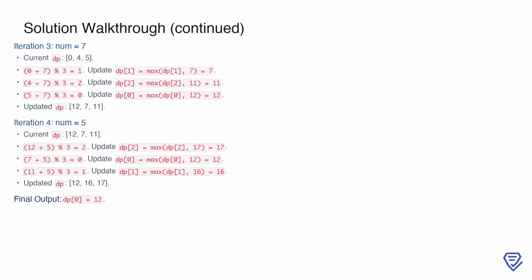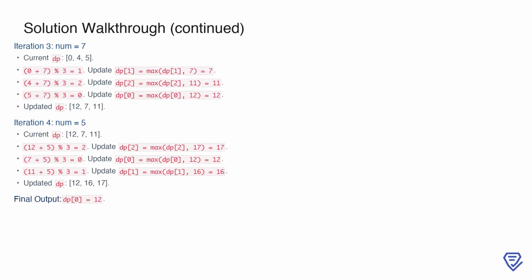The next number is 7, and the current dp is 0, 4, 5. Adding 7 to the remainder 0 gives (0 + 7) % 3 equals 1, so dp[1] is updated to 7. Adding 7 to the remainder 1 gives (4 + 7) % 3 equals 2, so dp[2] is updated to 11. Adding 7 to the remainder 2 gives (5 + 7) % 3 equals 0, so dp[0] is updated to 12.